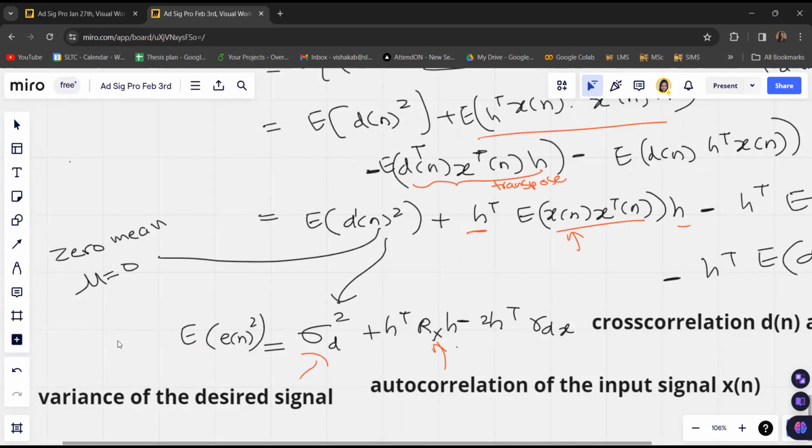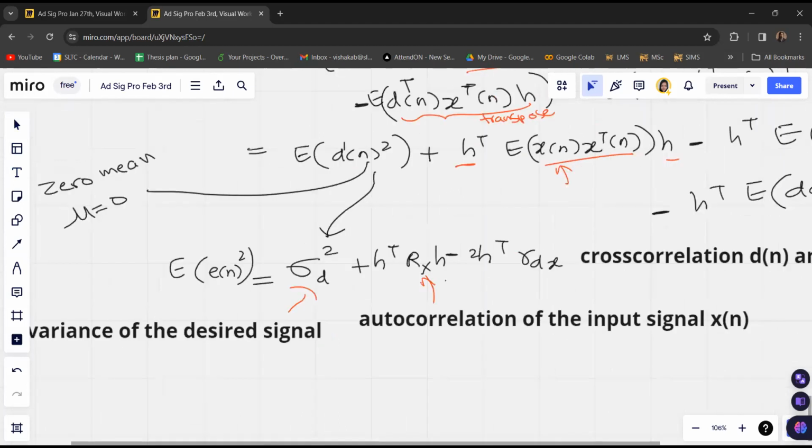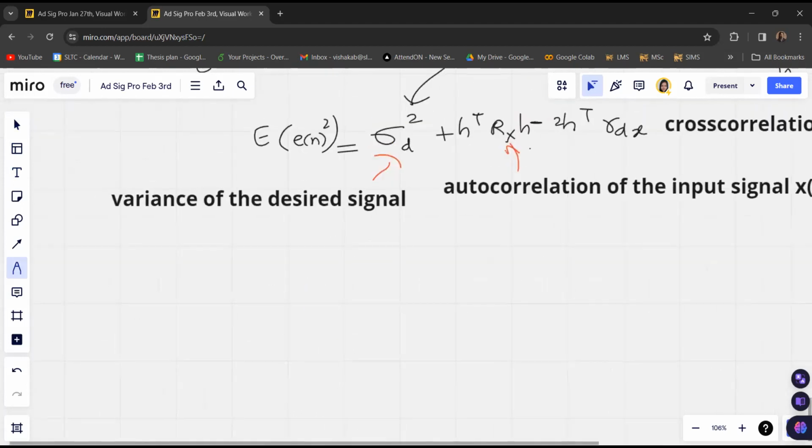So this is the function that we have to minimize. Now we have this expression in terms of the filter coefficients. So now we have to minimize this error value with respect to the filter coefficient values. So this is the goal: minimize the error values.